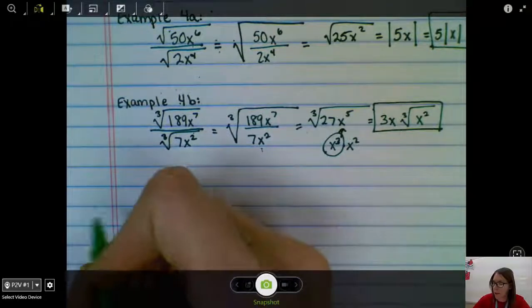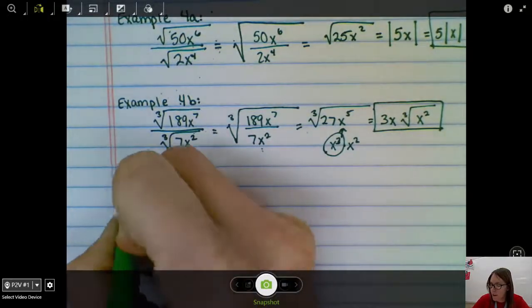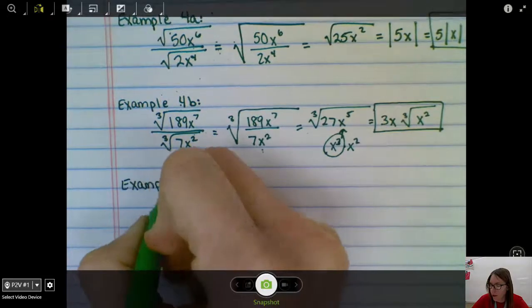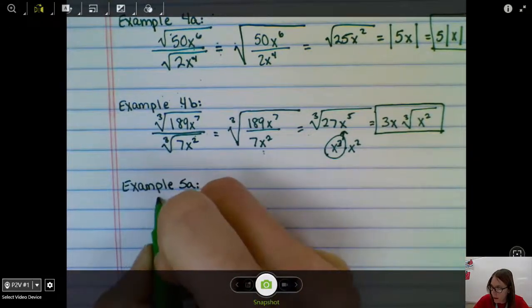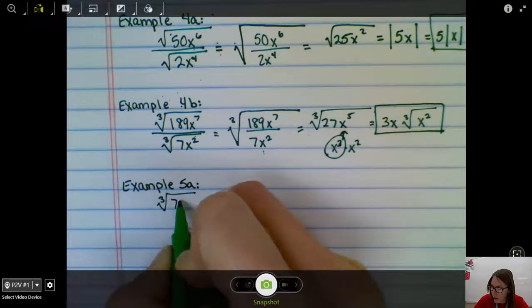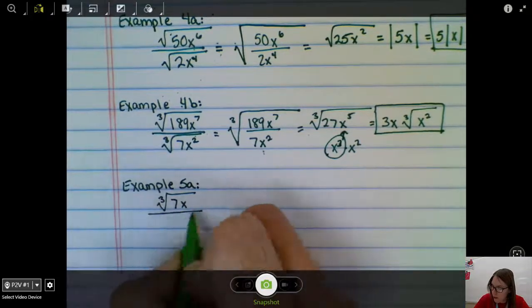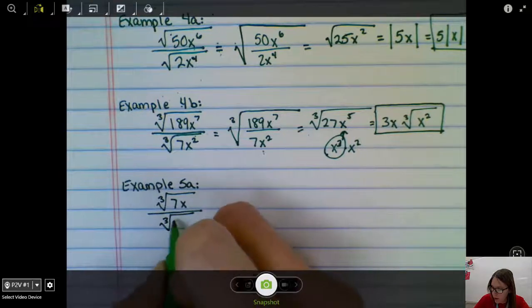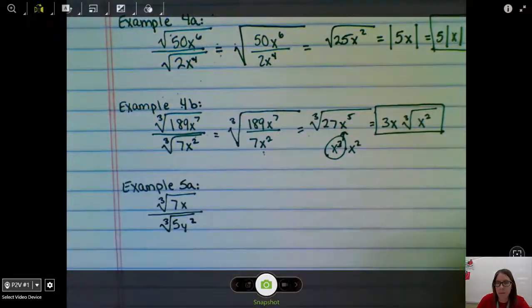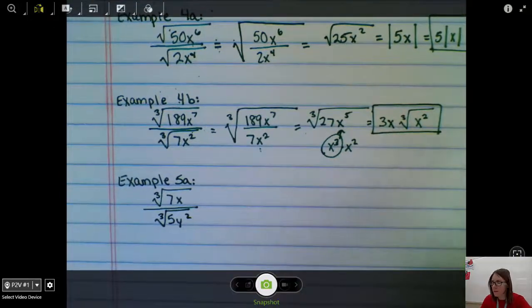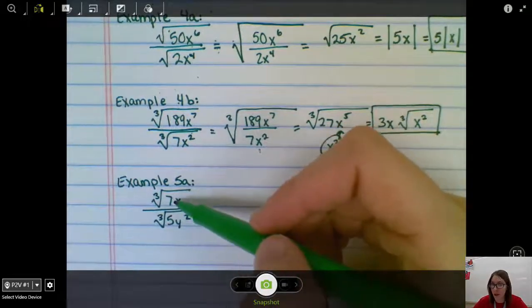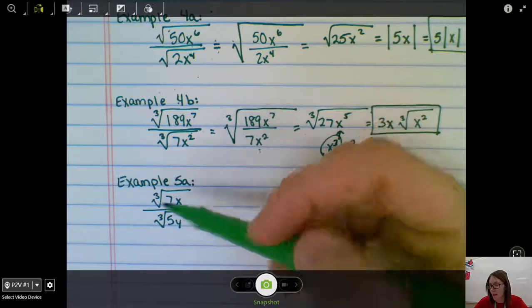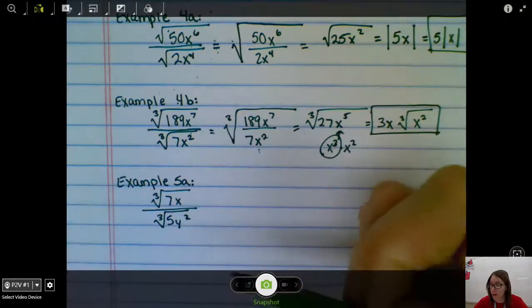Okay, let's look at a new type of problem. Example 5, we're still dividing our radical expressions, but we have a different situation here. We want to simplify the cube root of 7x over the cube root of 5y squared. If I look at this problem, I cannot simplify the cube root of 7 or the cube root of x or the cube root of 5 or the cube root of y squared.